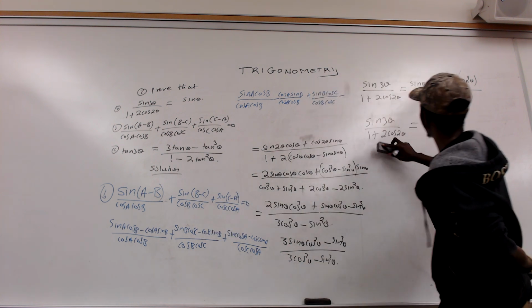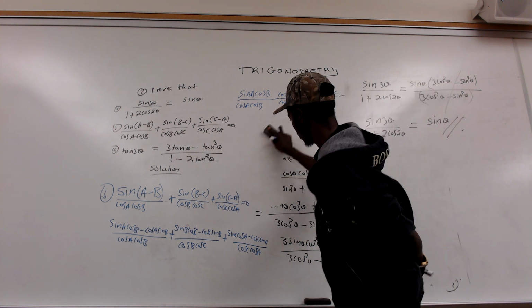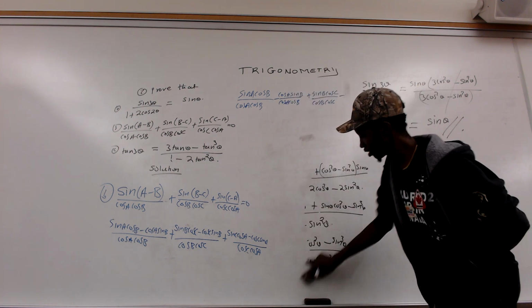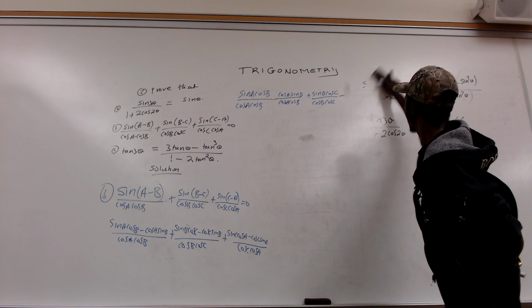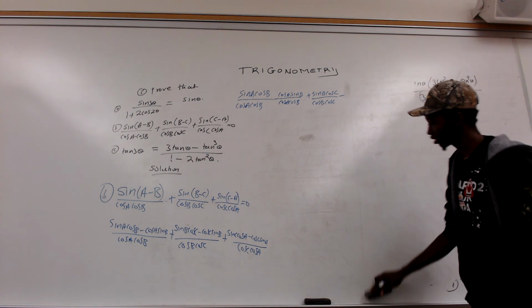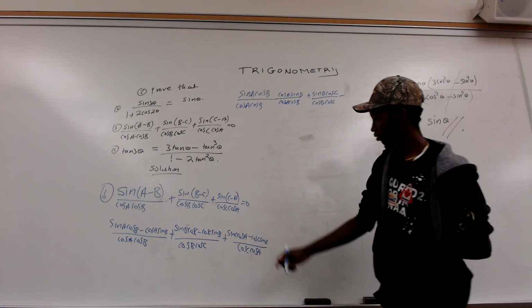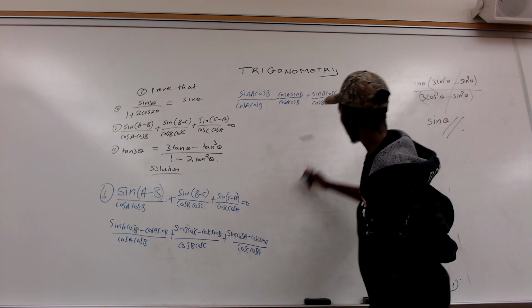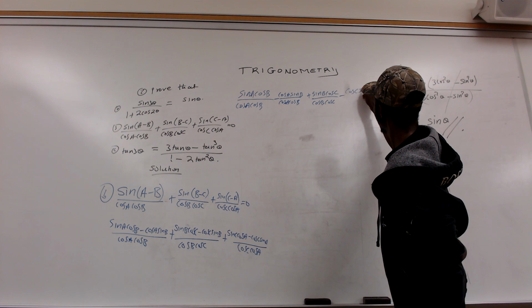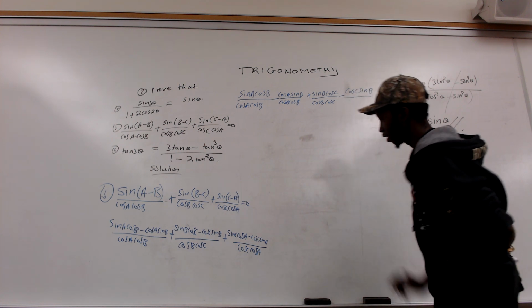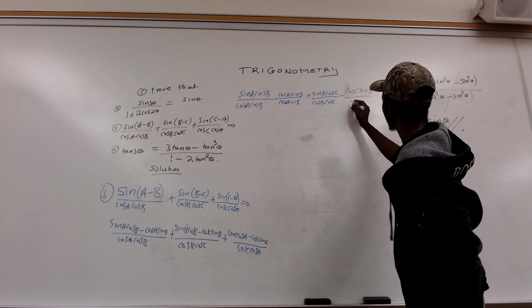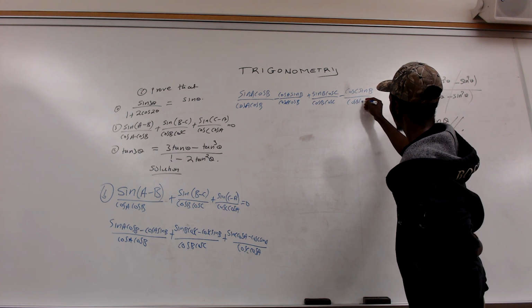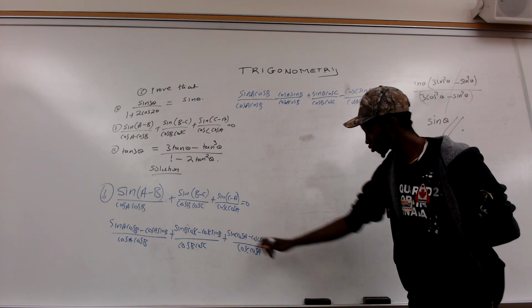I think this will extend to the other side. So minus, we take cos C sin B divided by cos B cos C. Plus, we take the last one now.